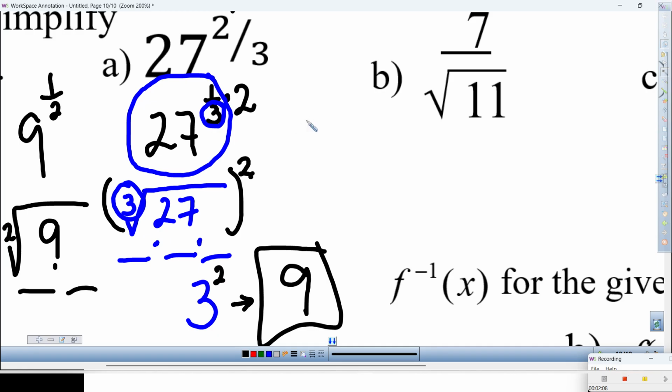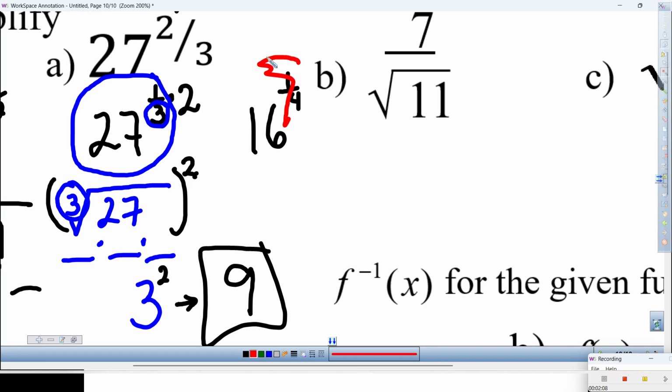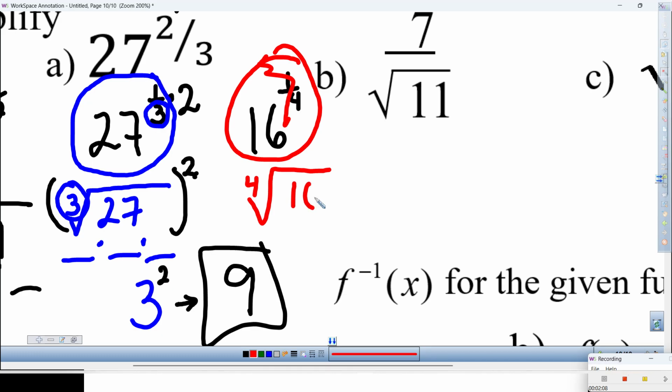So question, what if I said 16 to the 1/4 power? What would that be? Tell your neighbor, how would you rewrite that? If this is cube root, that means this is 4th root. 4th root of 16. So question, what number times itself 4 times gives us 16? The correct answer is 2. Is it coming back for some of you? Yes? All right.